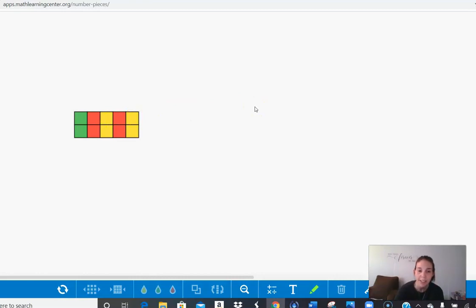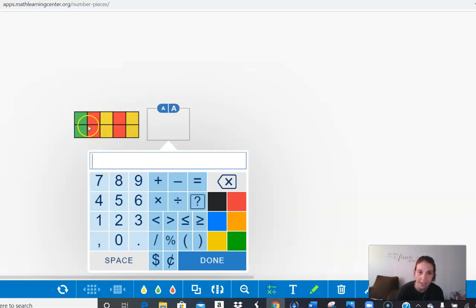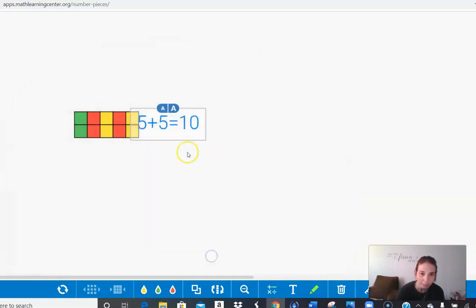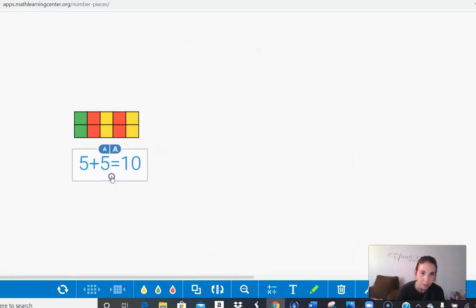So if I wanted to make this an addition problem and use repeated addition, I could say 5 plus, and then this row has 5, equals, what does 5 plus 5 equal? 10, right? Okay. So we have 2 rows of 5, and our addition sentence will be 5 plus 5 equals 10.